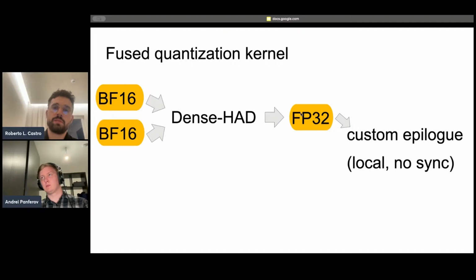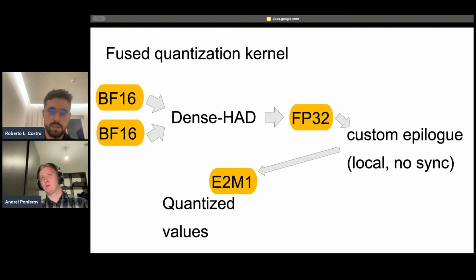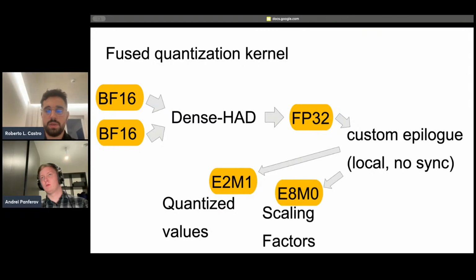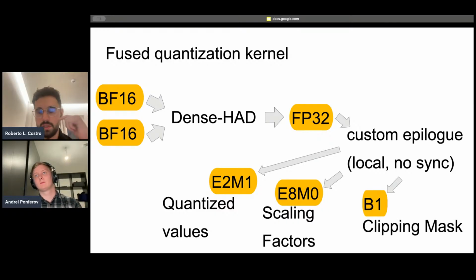Then what we have done is to define a custom epilogue to produce the following three results. So the first one is going to be the values quantized to this E2M1 format. Then the second parameter is going to be the scaling factor that I just mentioned in the second slide with this E8M0 format. And the third parameter is the clipping mask that is going to be used in the backward propagation. So this is just a binary mask.